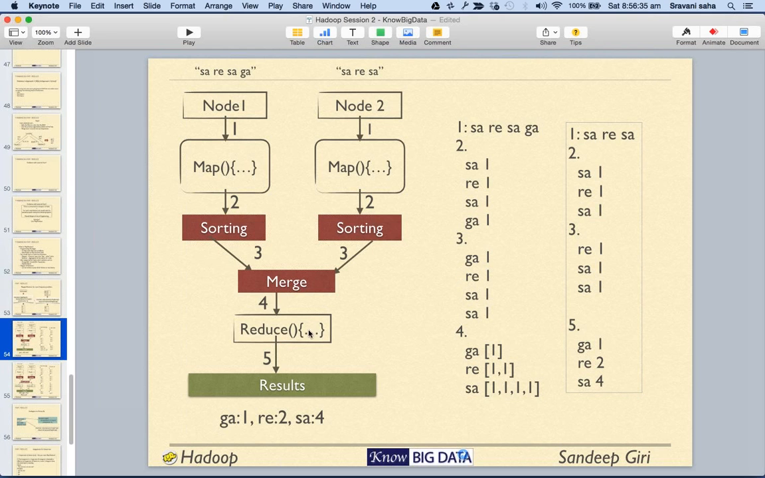Now this data will get merged together in this fourth step, and the result will be ga 1. Re has come twice, once on this side and once on this side, and Sa has come 4 times, twice on the right hand side and twice on the left hand side, and we have this kind of output. Once we have generated this, our reduce function will be run against each key value pair, and you get this as the result. All right, Ga 1, Re 2, and Sa 4. And what does our reduce function do? The reduce function sums up all the values together. So 1, 2, 3, 4, hence 4; 1 and 2, hence 2; and 1.